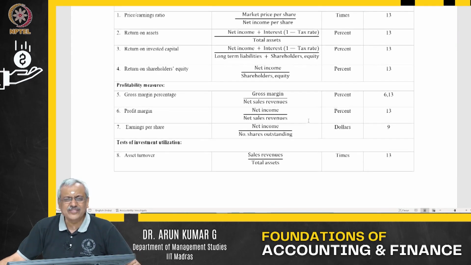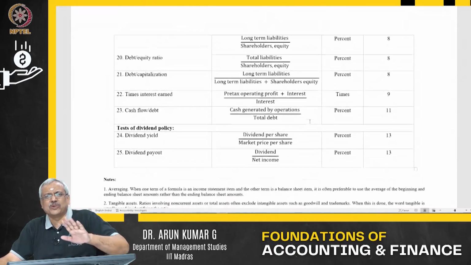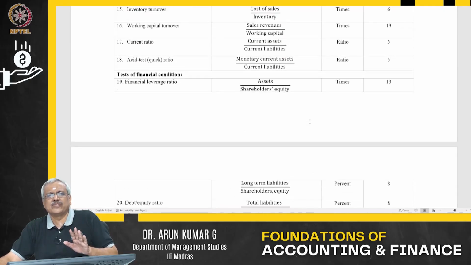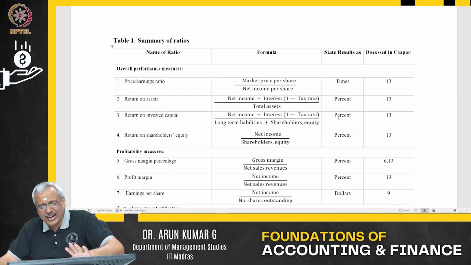I have got a set of ratios. Are these the only set of ratios? No, these are only an indicative set of ratios. I am going to explain each of these ratios, do not worry about it. Each of these 25 ratios, where did I pick them up from? I have picked them up only from the prescribed textbook. That is where it says discussed in chapter.